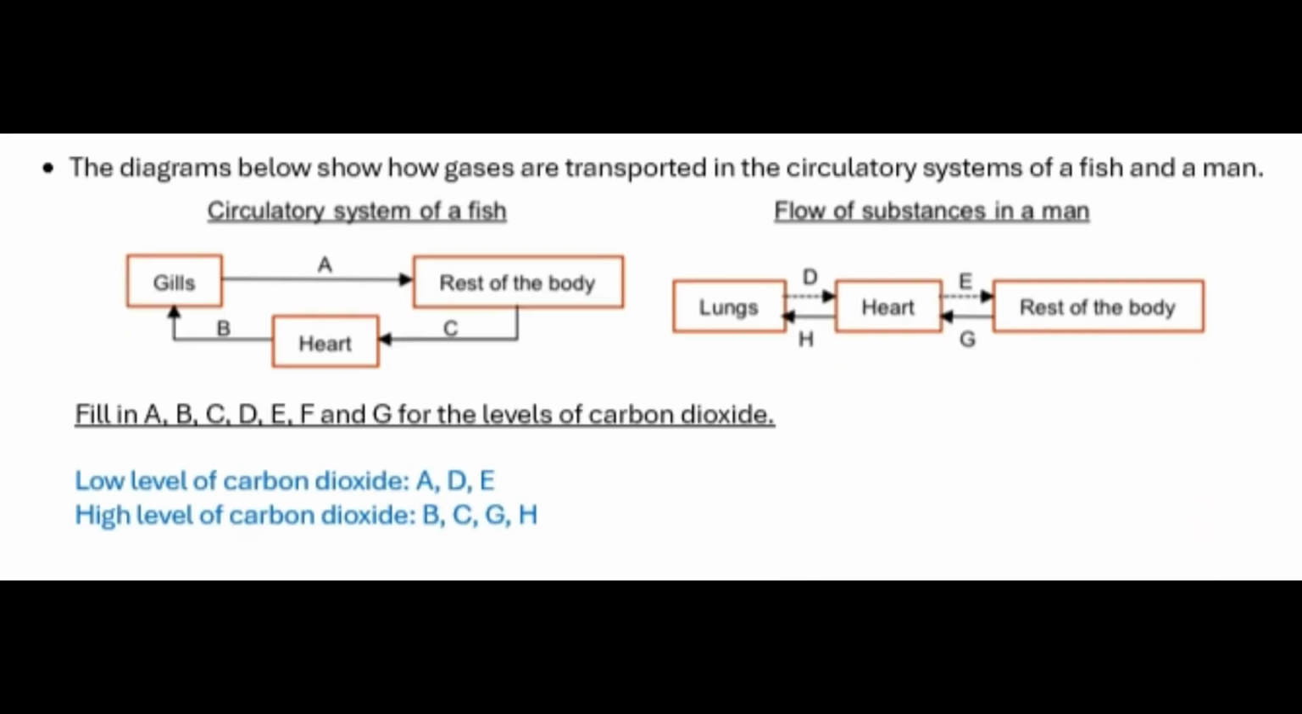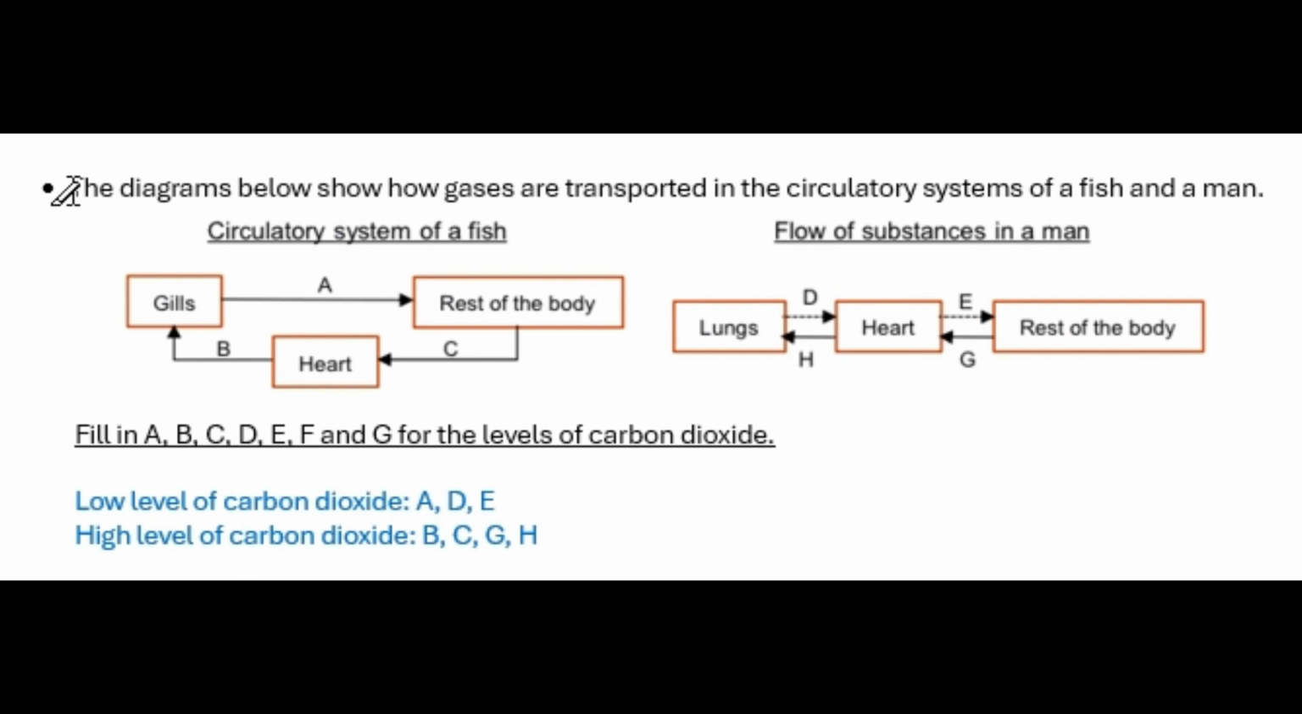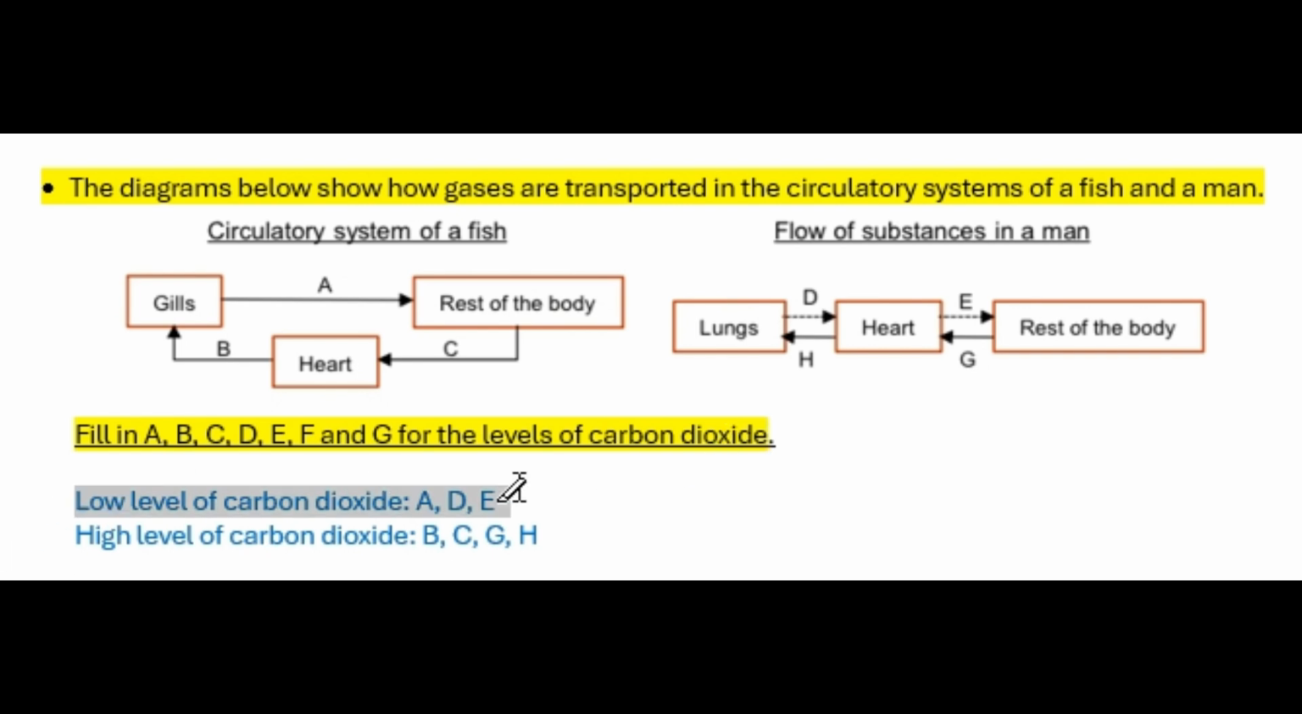The diagrams below show how gases are transported in the circulatory systems of a fish and a man. Fill in A, B, C, D, E, F and G for the levels of carbon dioxide. Low level of carbon dioxide: A, D, E. High level of carbon dioxide: B, C, G, H.